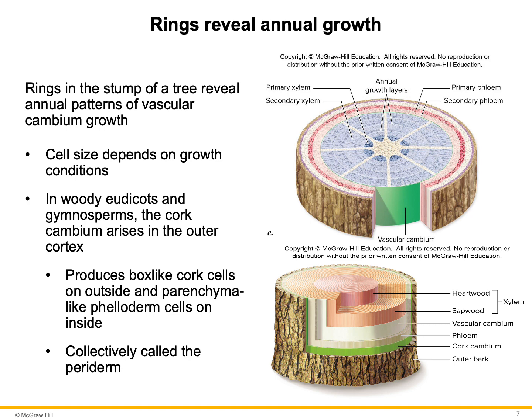In woody eudicots and gymnosperms, a second cambium, the cork cambium, arises in the outer cortex and produces cork cells to the outer side that become water repellent and dead, creating the outer bark. They also create a parenchyma-like phelloderm to the inside. You can see the phelloderm and the bark in this picture. The cork cambium, cork, and phelloderm are collectively referred to as periderm.